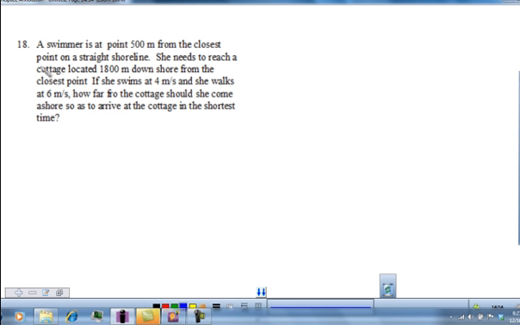Okay, so another problem that you should know how to do is this homework problem, which was the optimization 5.1 part 2 number 18. So it says the swimmer is at a point 500 meters from the closest point on a straight shoreline. So here's the swimmer. Okay, here's the shoreline. So she is 500 meters from there. She needs to reach a cottage located, so here's the cottage, 1,800 miles downshore from the closest point.